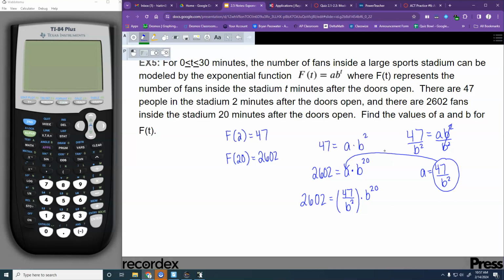Now, that B to the 20th power is not a fraction, so I'm going to make it a fraction by putting it over 1. And what is going to happen with my B's right here, where I've got some on top and some on bottom? Perfect. So I'm going to cancel those two B's on the bottom with two of the B's that are on top. And so now I've got 2,602 equals 47 B to the 18th power.